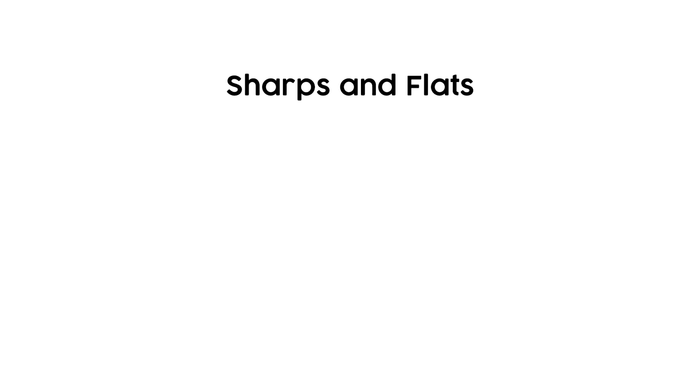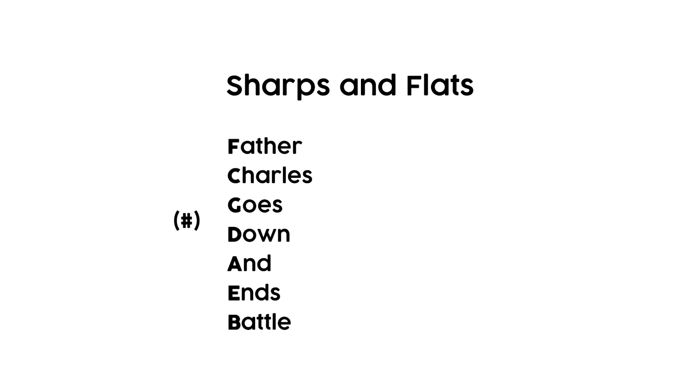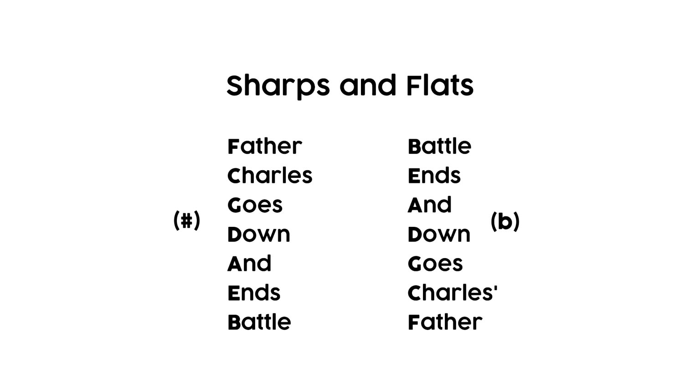The acronym is Father Charles Goes Down and Ends Battle, for the order of sharps. And then all you have to do to find the order of flats is reverse it. So Battle Ends And Down Goes Charles's Father. Now if this order seems familiar, it's because it's on the circle of fifths. It's simply a circle of fifths starting on F for the order of sharps, and the circle of fifths going backwards starting on B for the order of flats.